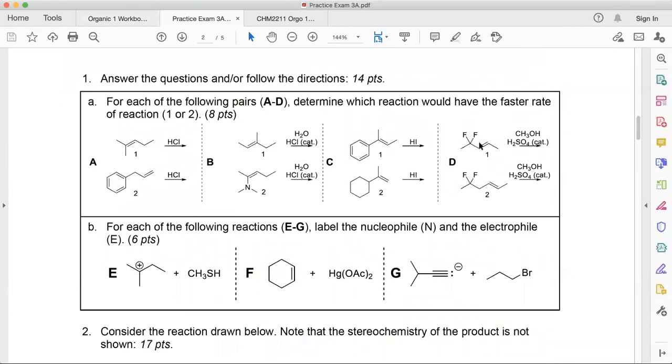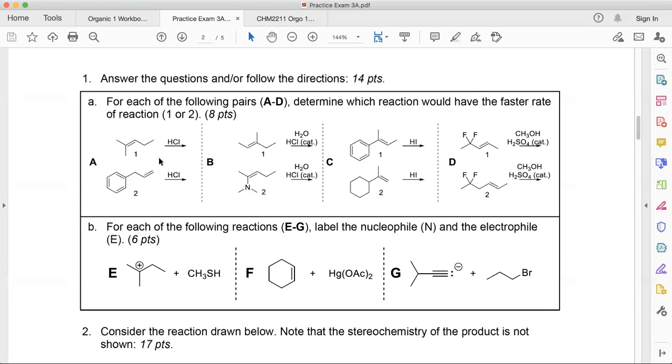So this is practice exam 3A. And I think this is a really good question. I'm not going to go through each answer, but I just want to talk about how I would answer this. So in box A, that big rectangle at the top, we want to determine which reaction would have the faster rate. So what am I looking for? If I'm looking for faster rate, I'm looking for stable, right? The most stable intermediate or the most stable carbocation, okay?